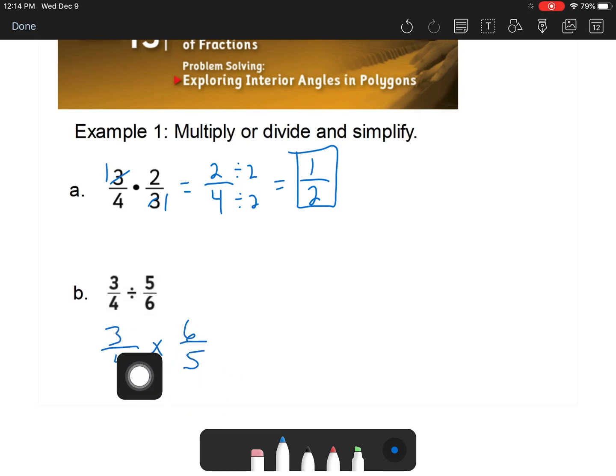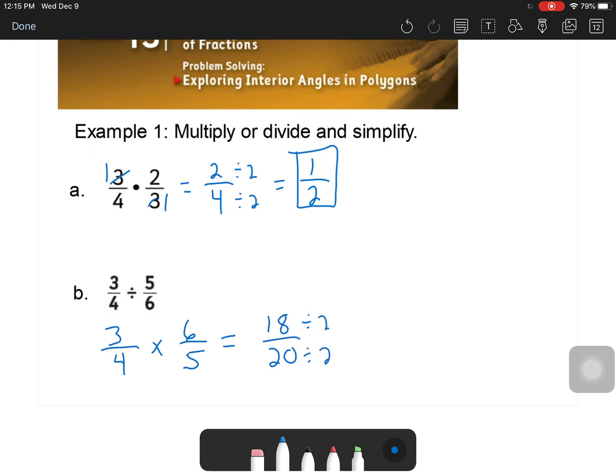Now I'm going to look, do I have anything to cancel? Doesn't look like it. So if that's the case, we just multiply across. 3 times 6, which is 18, and 4 times 5, which is 20. Now when I look at 18 and 20 and I'm looking for any common factors, the first thing you notice is that they're even numbers. And so if you do notice that, 2 will always be a common factor. And let's go with that, because I can't think of anything else that goes into both 18 and 20.